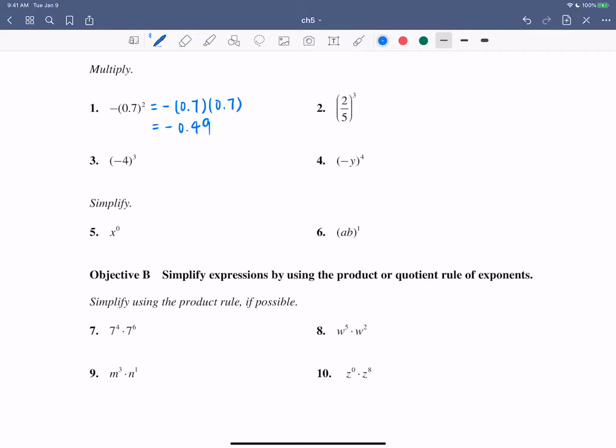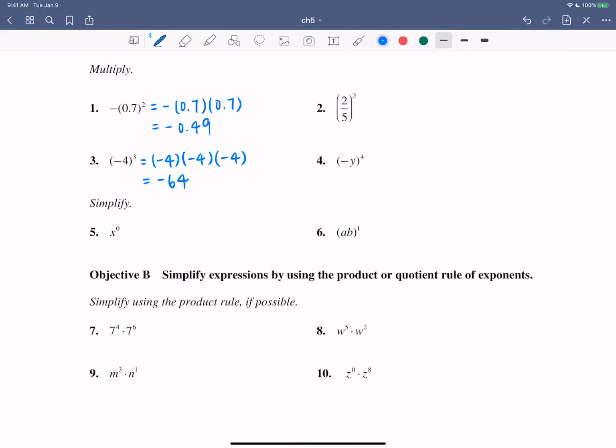Number 3. Negative 4 cubed. Notice that this time the negative sign is inside the grouping symbol. Therefore, the negative sign is part of the base. We use the definition of exponents, rewrite the base 3 times. Simplify by order of operations, we obtain negative 64.